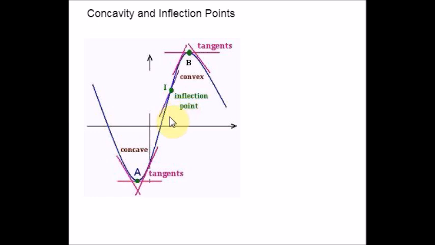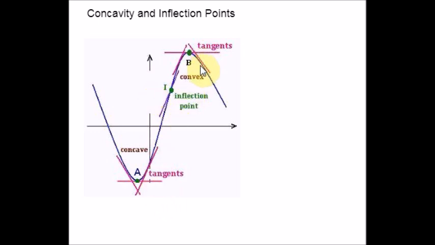Around a point in a concave region, the slopes of the tangents increase and the curve is above the tangents, while the slopes of the tangents in the convex region decrease, and the curve is under the tangents. At the point I, the concavity changes direction. This point is called the inflection point.